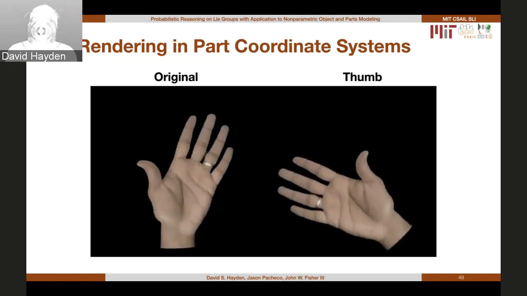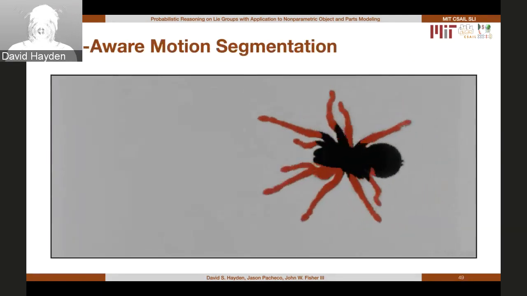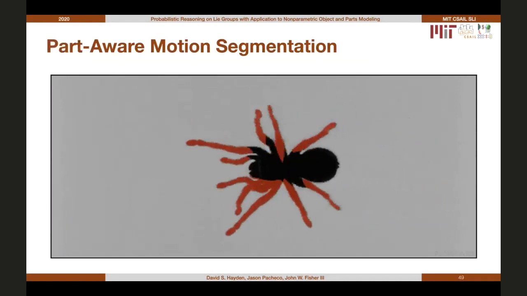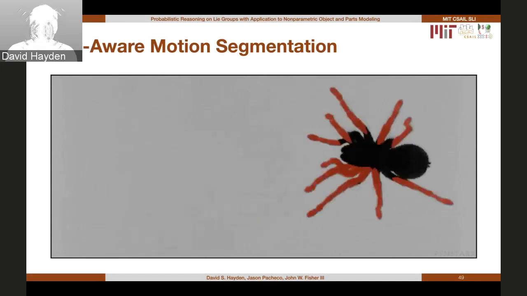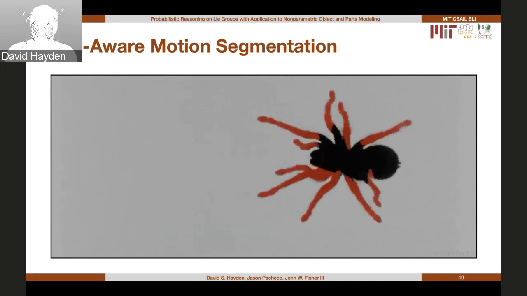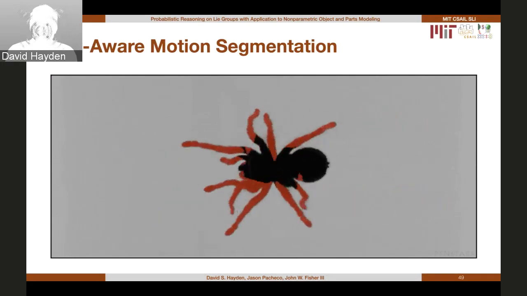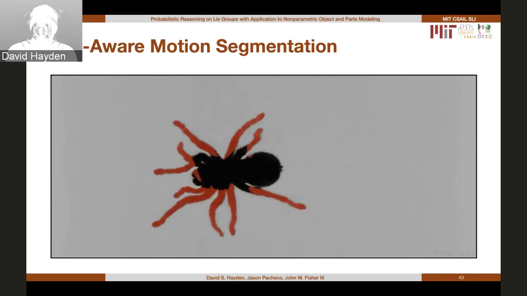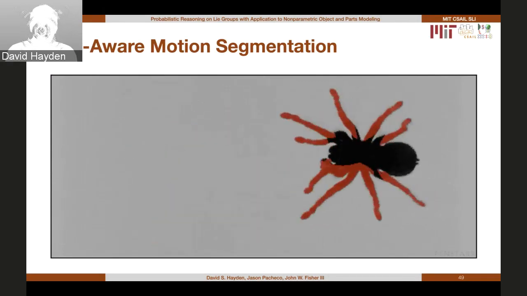So for instance, the original on the left, we re-render it in the coordinate frame of the thumb. And we can do some new applications like part-aware motion segmentation, where without knowing what any of the parts are or that this is a spider, we know that the legs are engaging in much more motion in the body frame of reference than the thorax or abdomen parts of the body are. So we can segment those out.